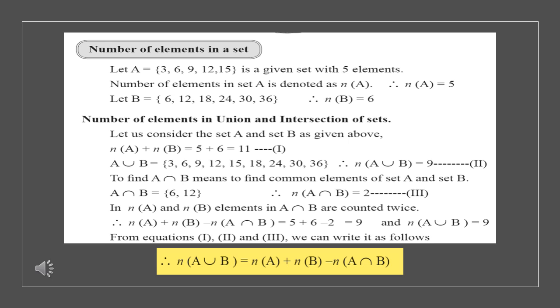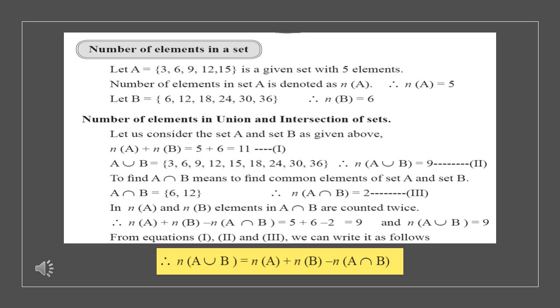So to avoid this mistake, we have our second last step, where we are going to subtract these common elements from them. So number of elements of A plus number of elements of B minus n(A intersection B). Why are we subtracting n(A intersection B)? Because A intersection B gives us the common elements. So 5 plus 6 minus 2 is equal to 9.